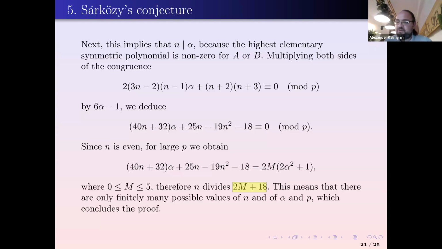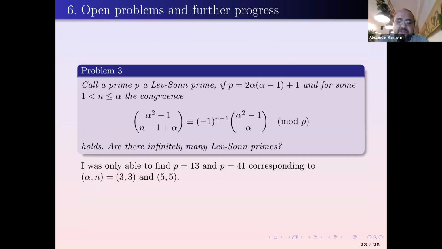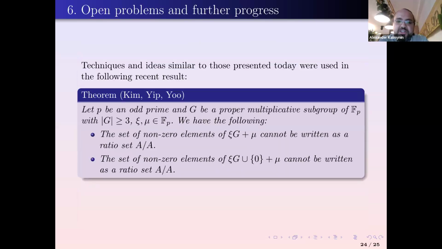So the actual proof for all prime numbers considers different possibilities, and one of the possible exceptions is one of my favorite prime numbers, 163. But fortunately, or maybe unfortunately, 163 is not a counterexample to Charcot's conjecture. Okay, so now I have some open problems which follow from a more symmetric proof of theorem one. I will not stop on that too much.